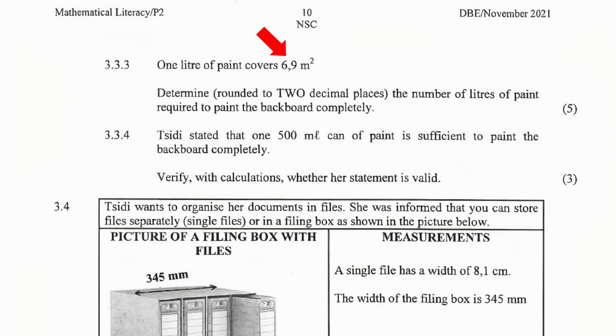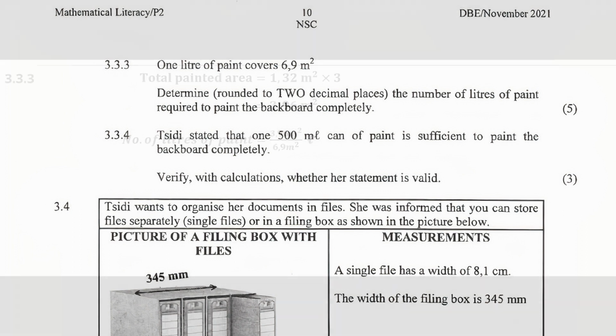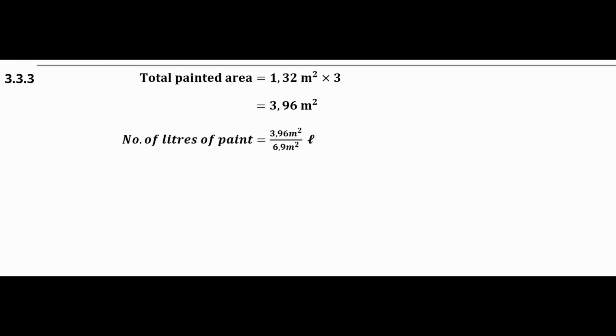Since 1 liter of paint covers 6,9 square meters of area, the number of liters of paint required to paint the backboard completely is 3,96 square meters divided by 6,9 square meters, and this equals 0,57391 liters of paint. Rounded to 2 decimal places, this gives us a volume of 0,57 liters of paint.